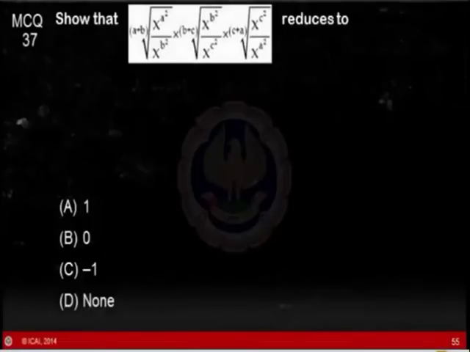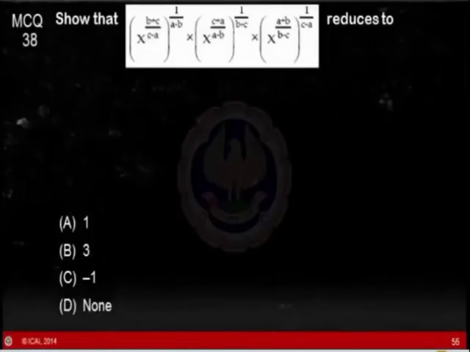Let's move on to the next question. MCQ 38. The question says, show that x to the power b plus c by c minus a whole to the power 1 by a minus b into x to the power c plus a by a minus b whole to the power 1 by b minus c into x to the power a plus b by b minus c whole to the power 1 by c minus a would reduce to what? Okay?